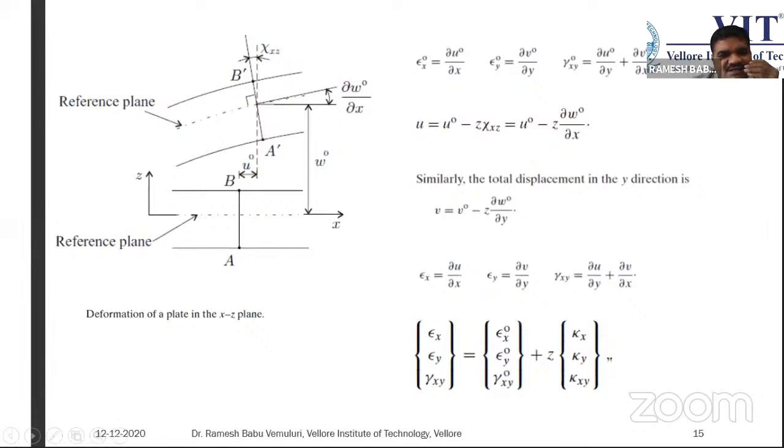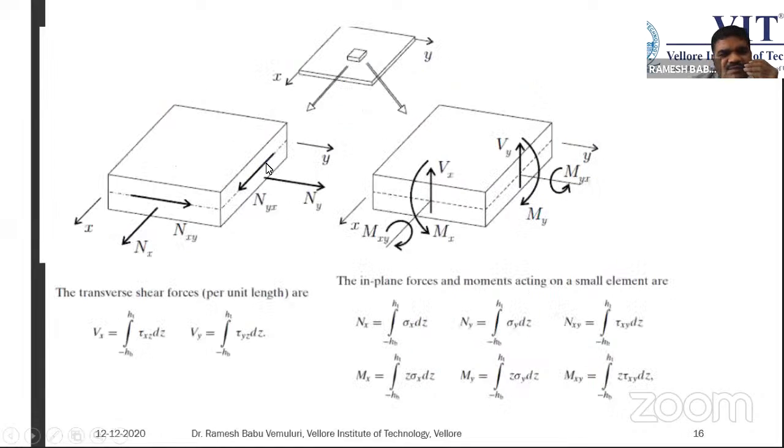Once the strain equations are there, then on this plate, how the forces act will be derived, with a transverse shear force per unit length, then in-plane forces and moments acting on a small element.